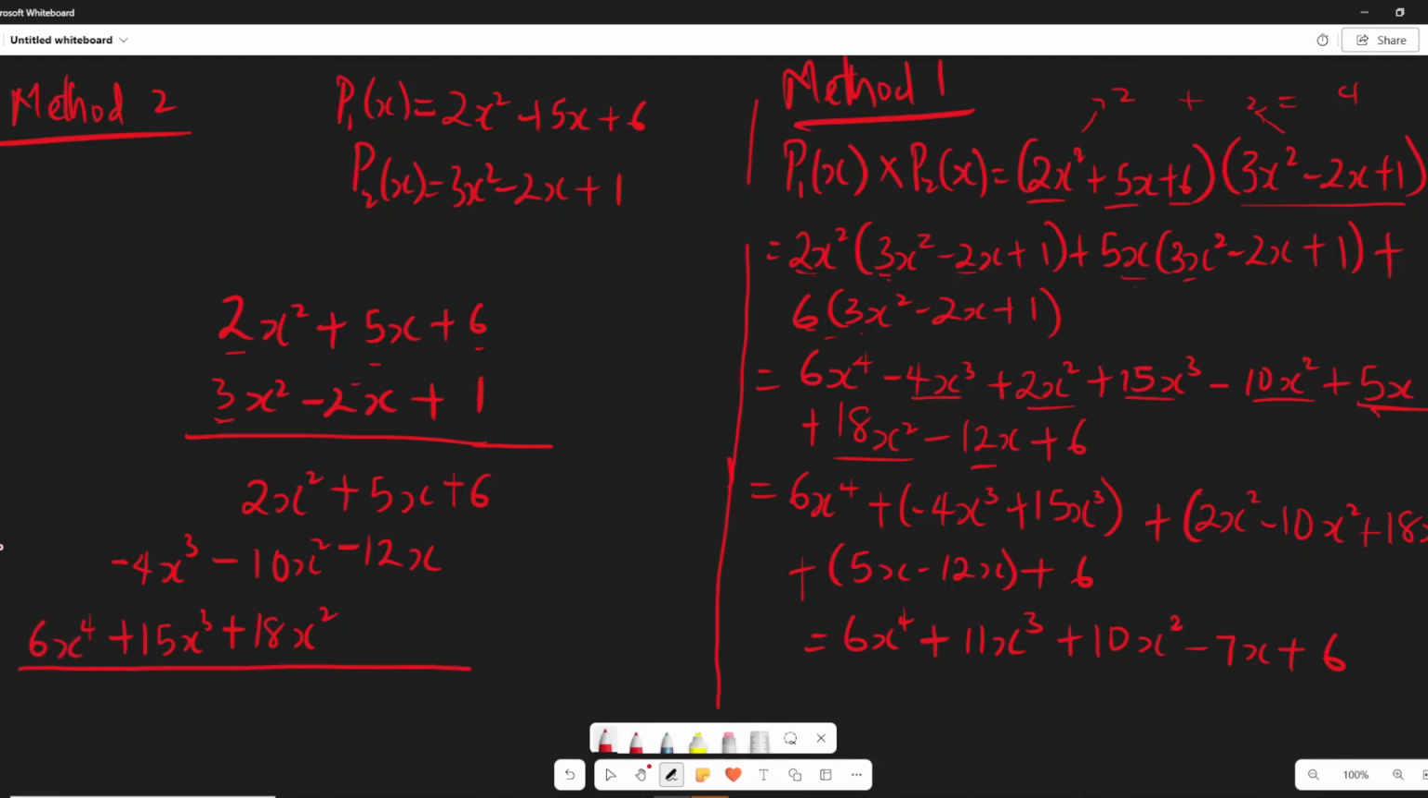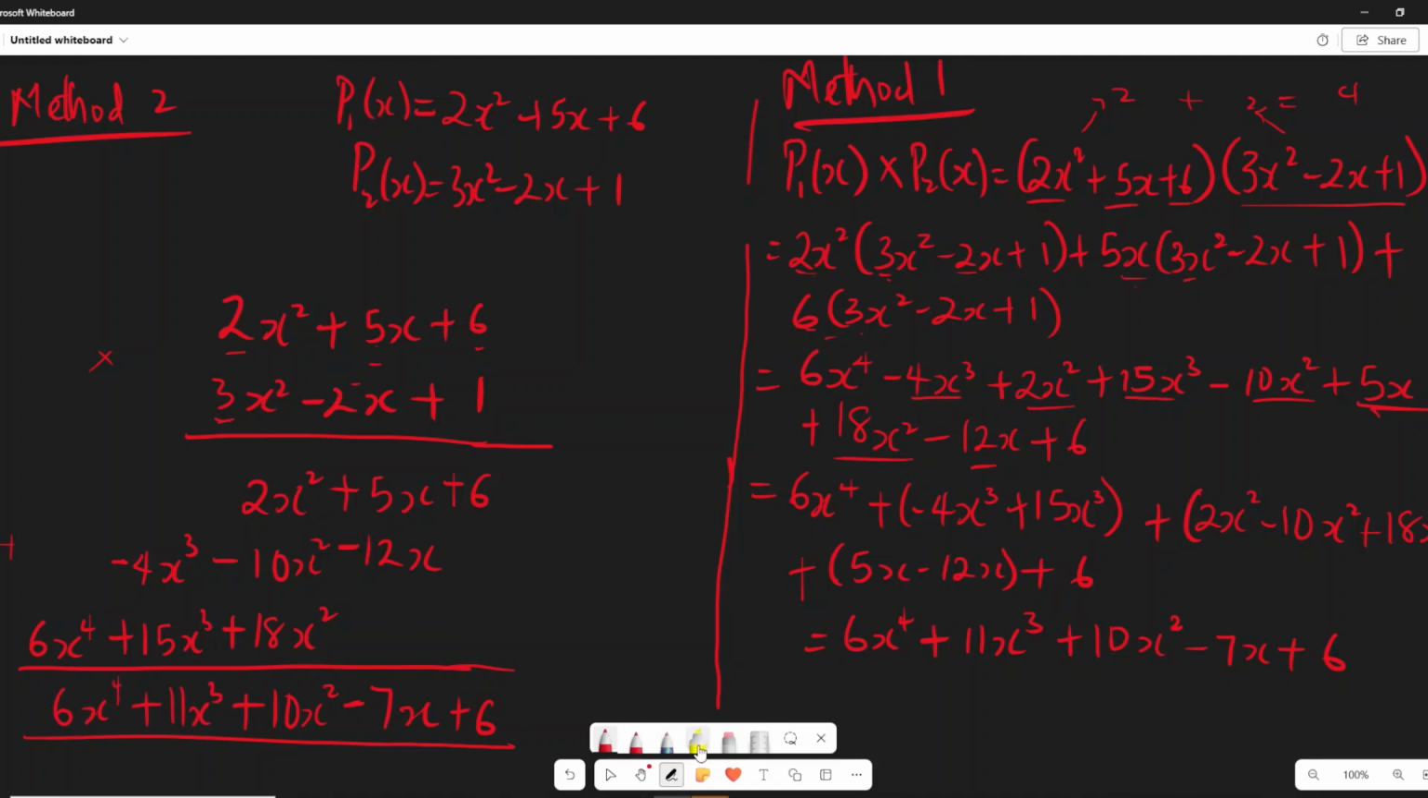So now we just add up everything here. So take note, you multiply everything here, you add up everything here. We have 6, 5 minus 12 is minus 7, minus 7x plus 6, please take note that's plus. 2x squared minus 10x is minus 8x squared, plus 18, that's plus 10x squared, minus 4x cubed plus 15x cubed is plus 11x cubed, and then lastly we have 6x to the power of 4.